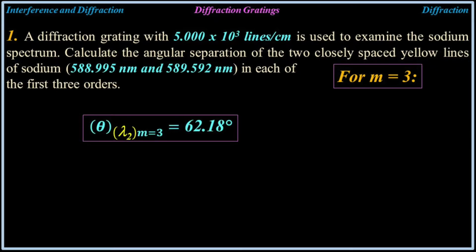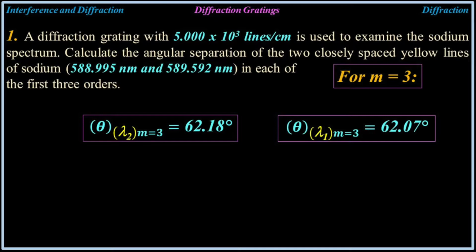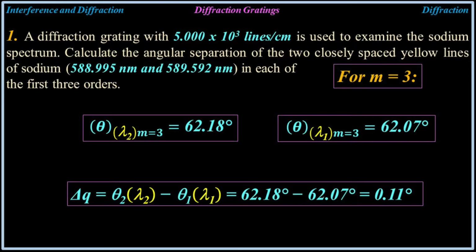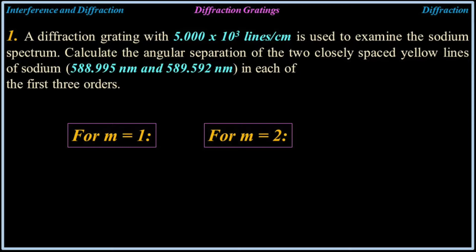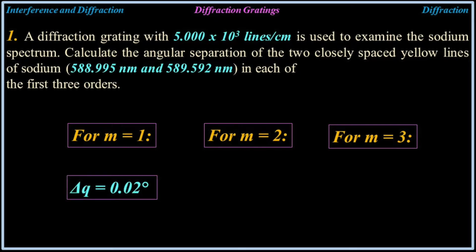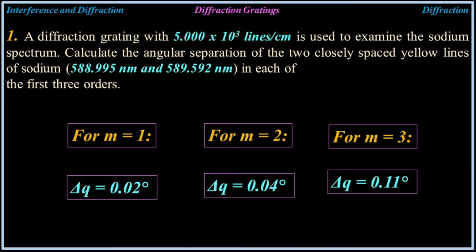All right, this is going to be lambda 2 for m equals 3, and the difference is going to be 0.11 degrees. So you can see things are fairly small. All right, that's m equals 1, m equals 2, m equals 3, and we'll compare the differences. So you're going to see a pattern here, 0.02, 0.04, and 0.11. That's it.